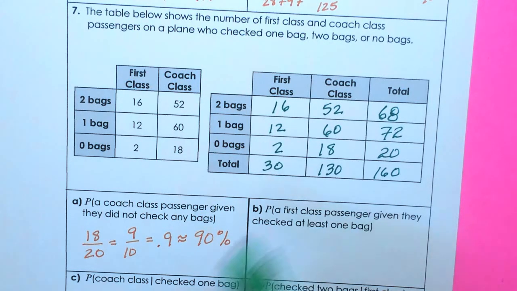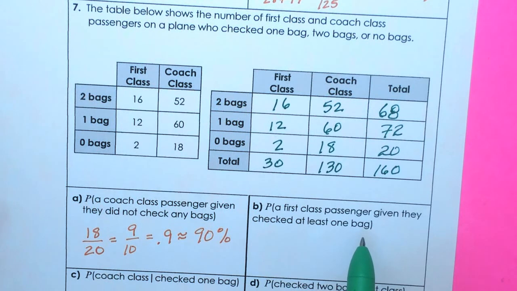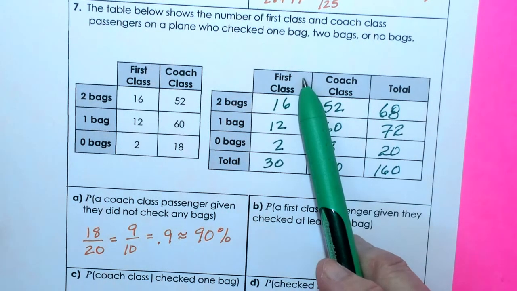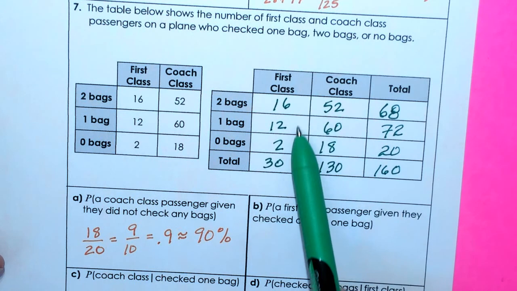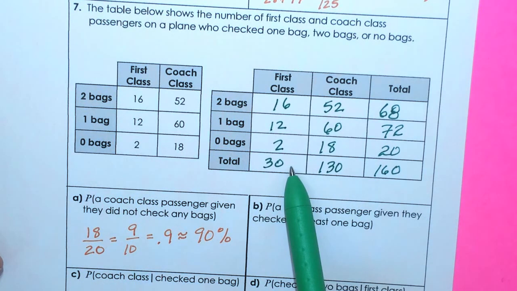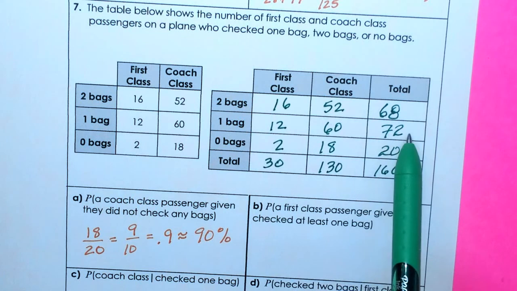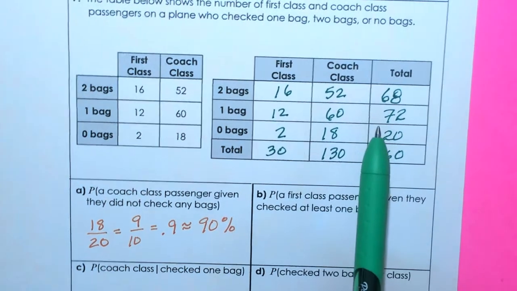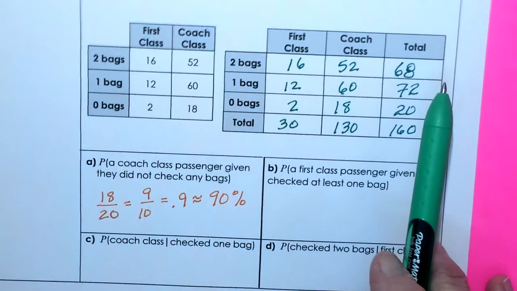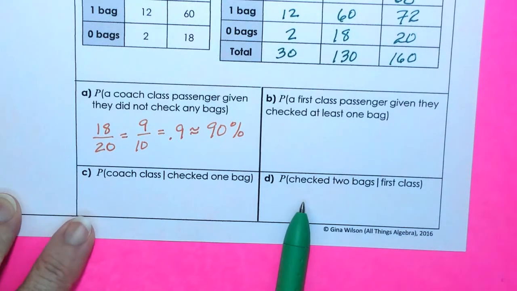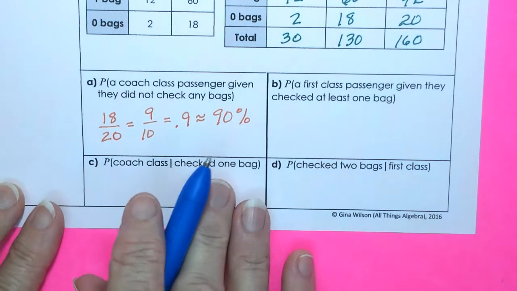Okay. The next question is finding the probability a first class passenger was chosen given they checked at least 1 bag. So we have to look at first class passengers. We'll consider here that checked 1 bag. So how many people checked 1 bag? 72. We're going to come back to that one because I'm looking at something to my left that does not look correct, and I thought I'd caught all of it. So we'll come down here and work C and D first.